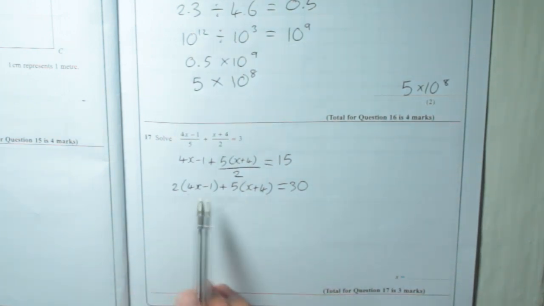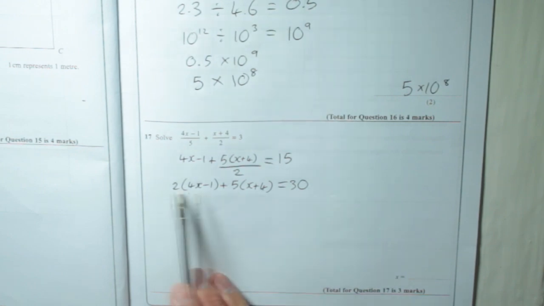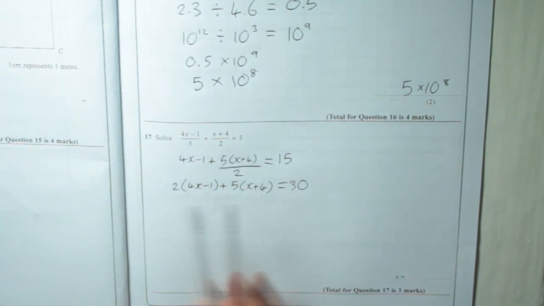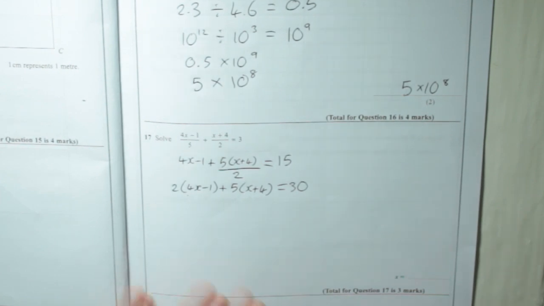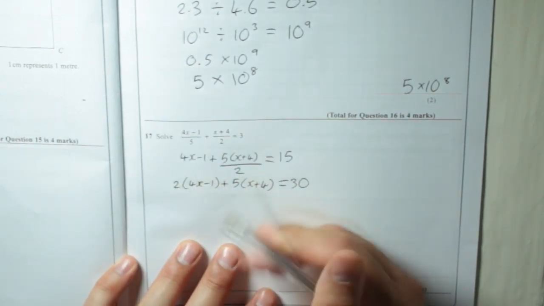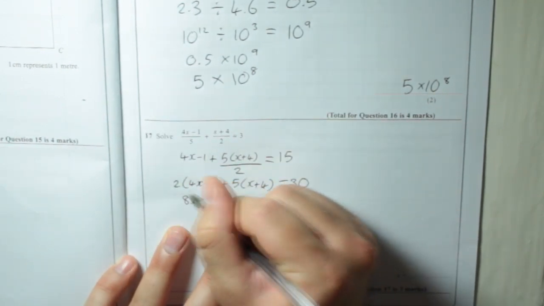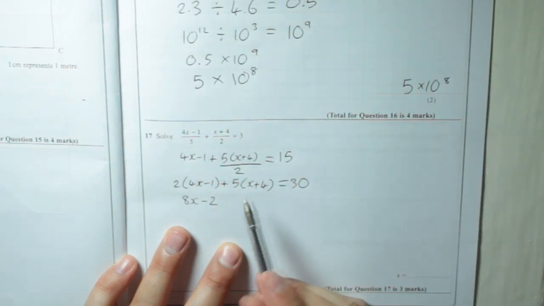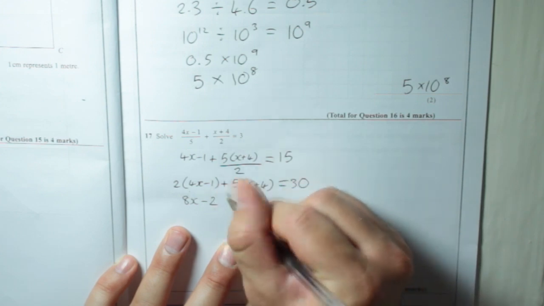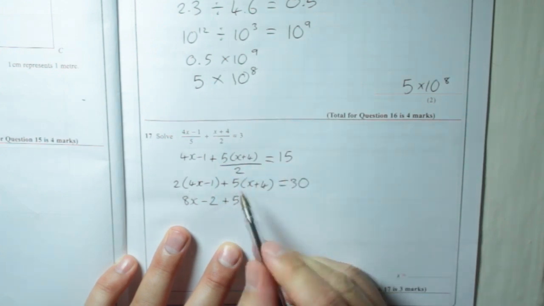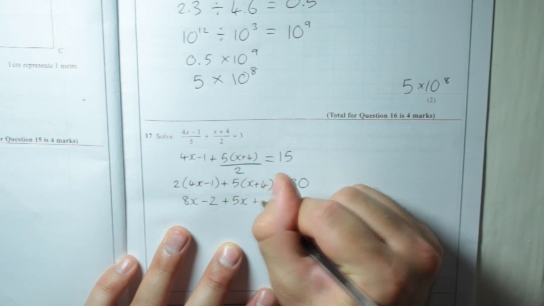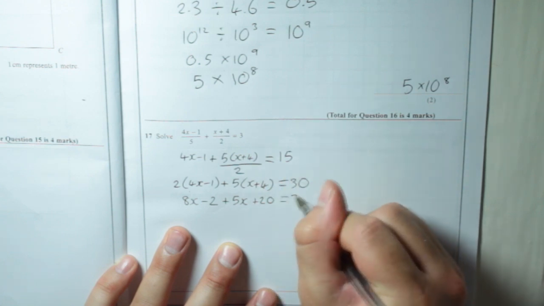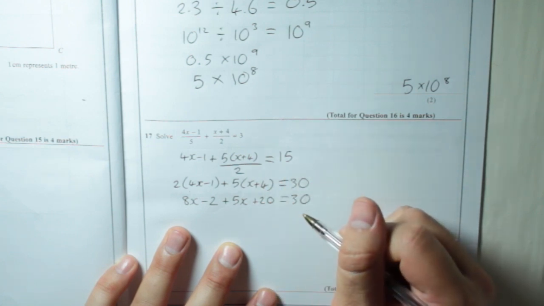So now we've got rid of the denominators, we have no fractions anymore. The next thing to do is to multiply out the brackets. Whenever you see brackets, usually you need to multiply them out. So 2 lots of 4x is 8x, 2 lots of minus 1 is minus 2, and then 5 lots of x is 5x, and 5 lots of 4 is 20, and it still equals 30.